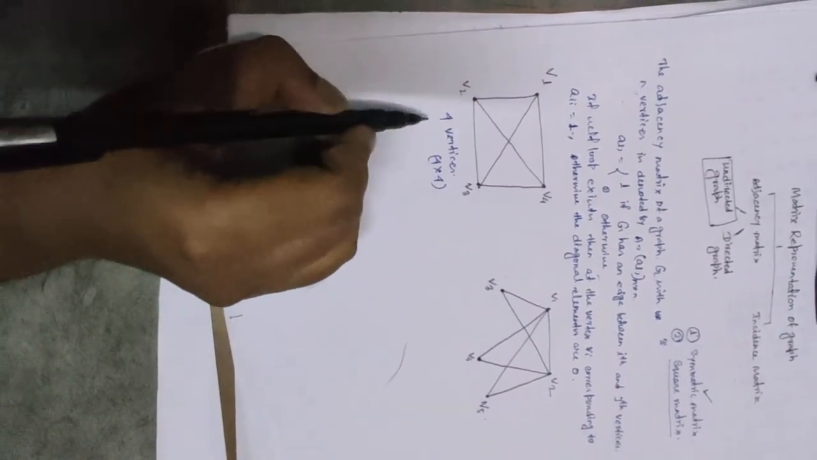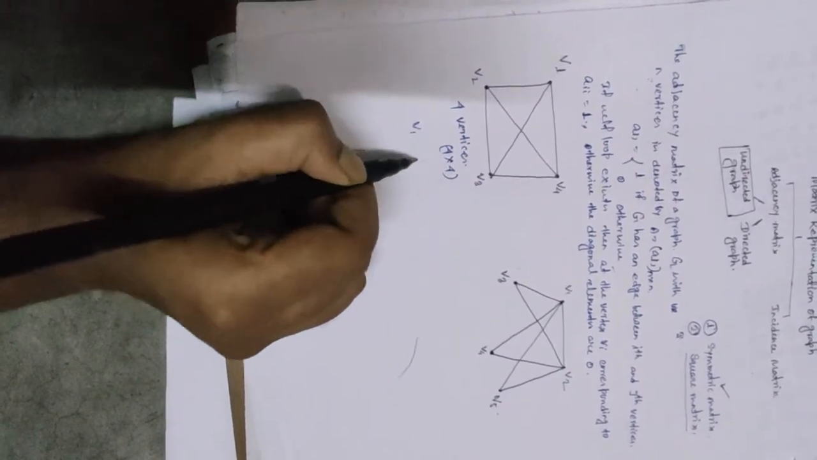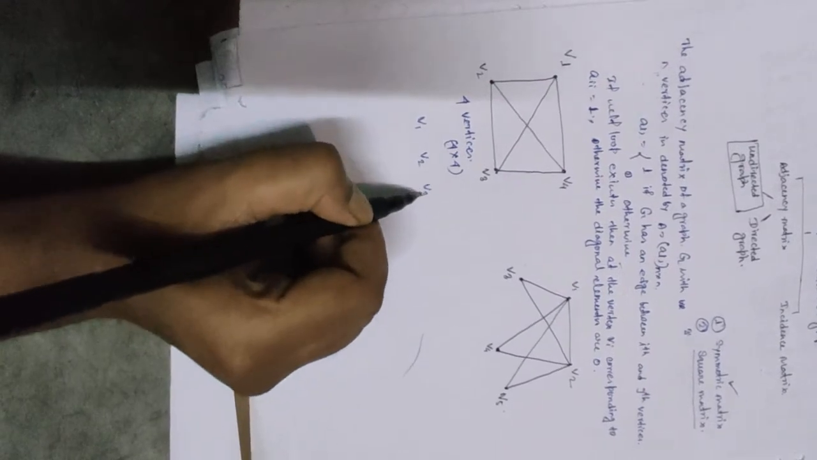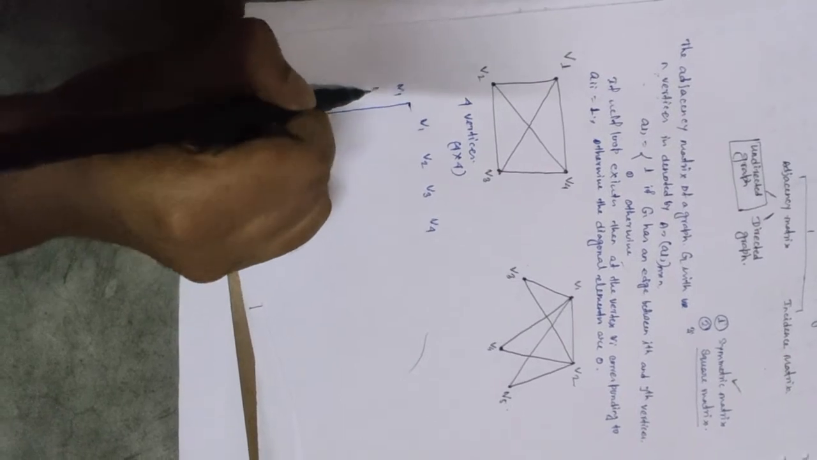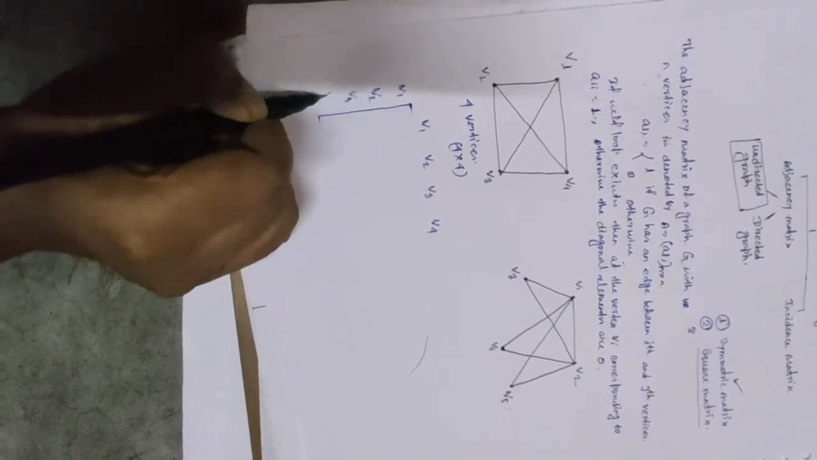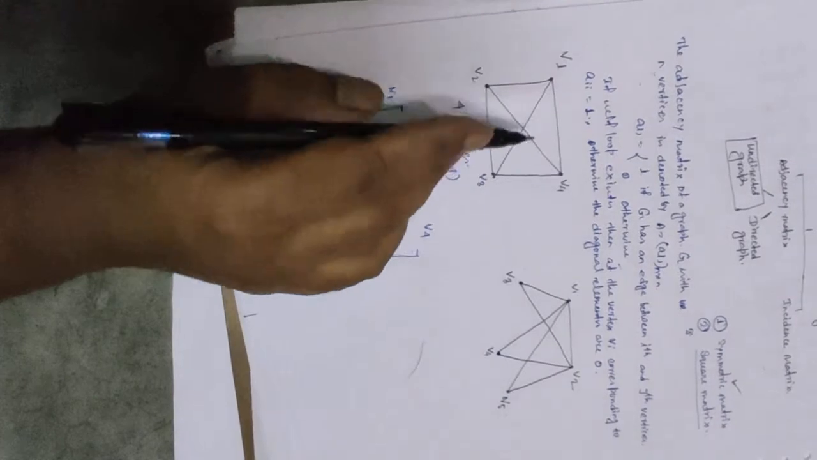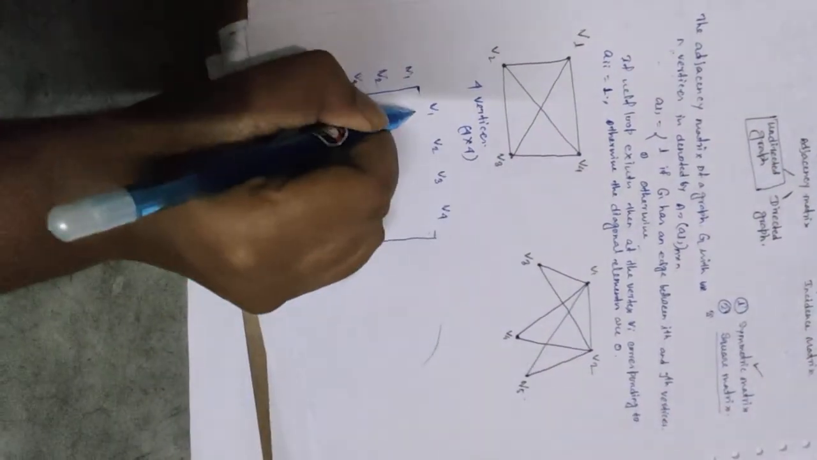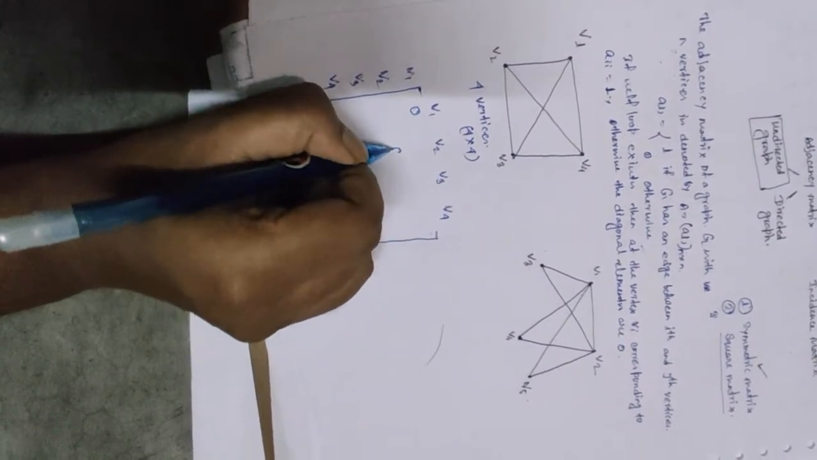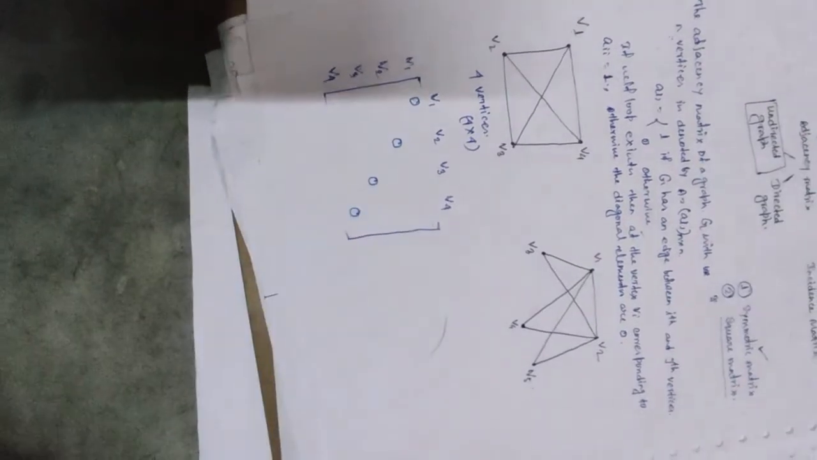The adjacency matrix is a matrix from vertex to vertex, that is, here we will write v1 v2 v3 v4 and also here we will write v1 v2 v3 v4. See here that on the diagonal, since there is no loop, all the diagonal elements are 0, that is v1 to v1 is 0, v2 to v2 is 0, v3 to v3 is 0, and v4 to v4 is 0.